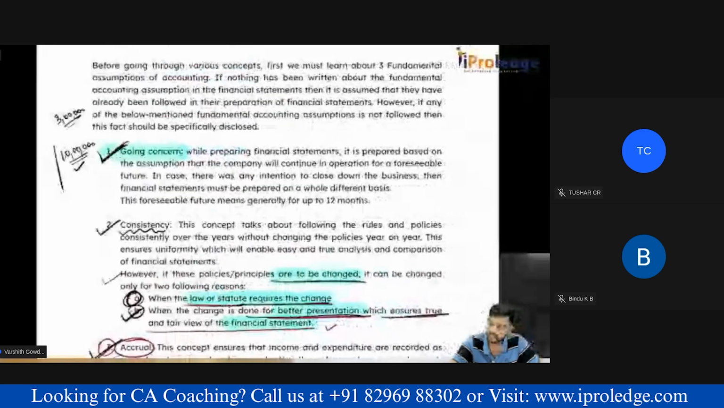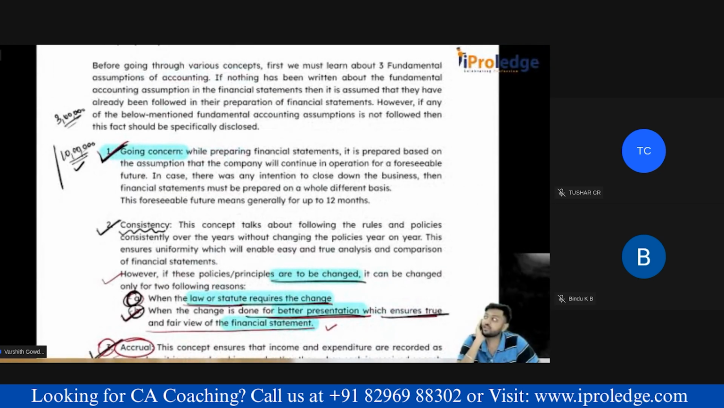We'll start. First of all, the first assumption that you should have as an accountant is going concern. What is going concern? Your assumption should be the business will be there forever. You don't know when it will end. It will exist forever. That should be your assumption. Now you should ask me one question, sir, how is this assumption relevant for an accountant? Correct. Now, why should you assume going concern?